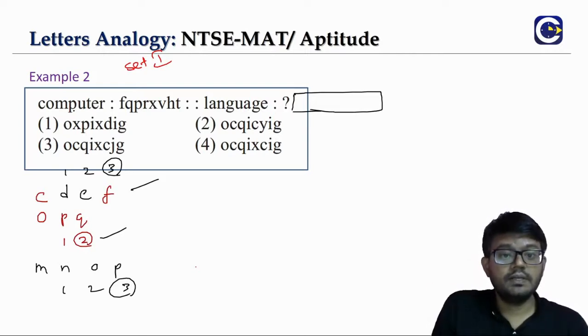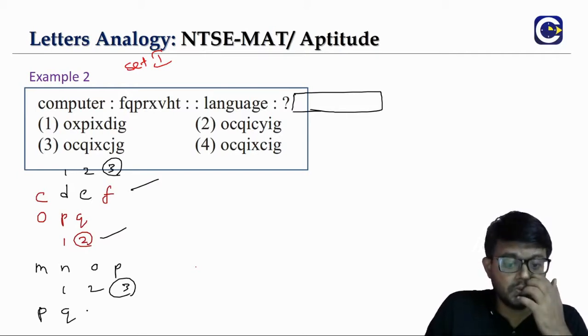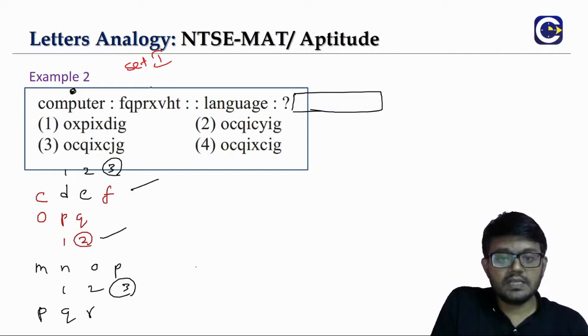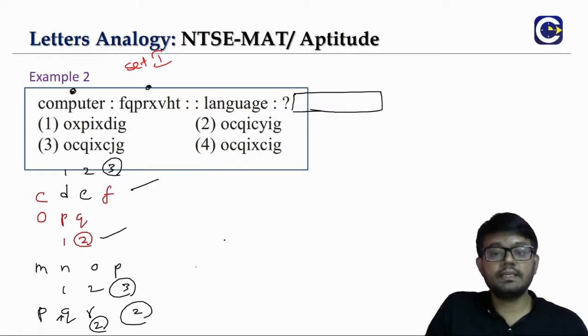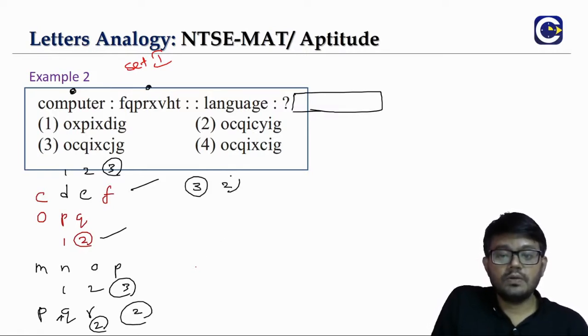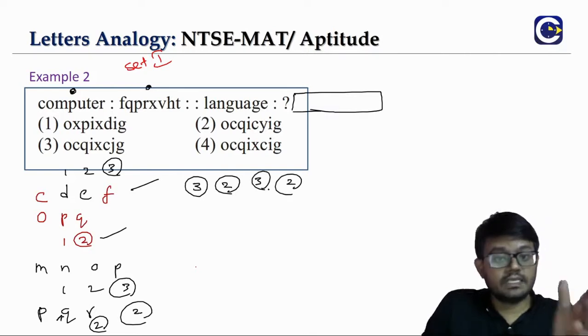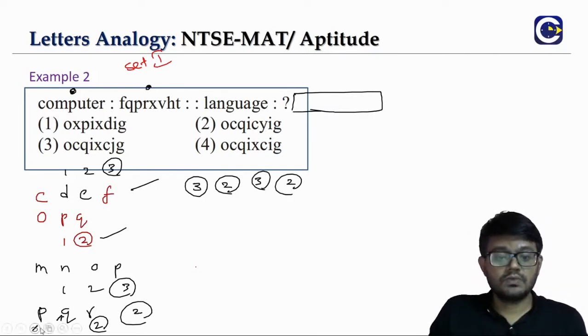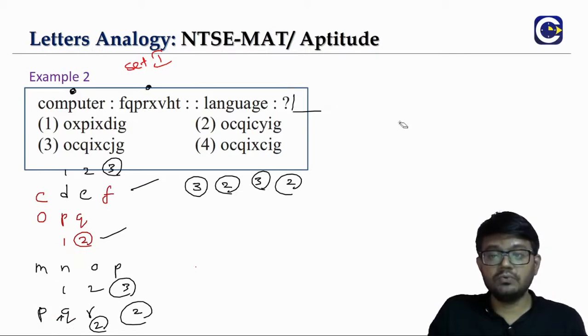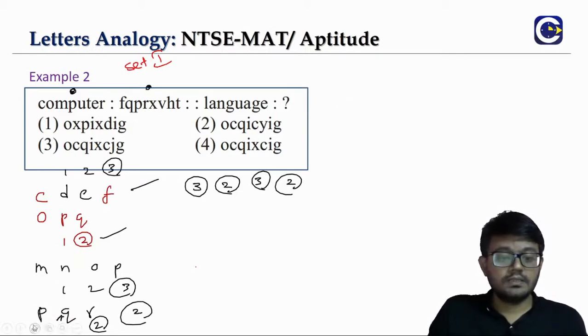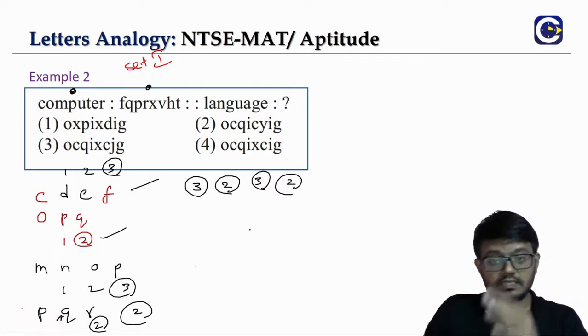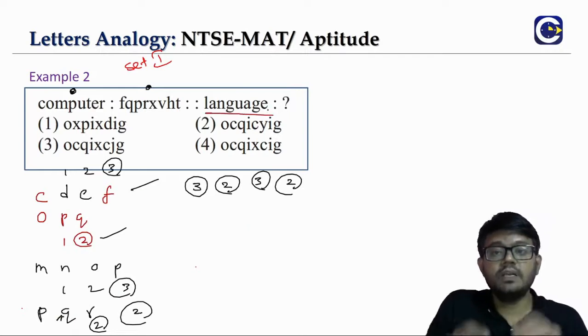Next one is what? P. Q, R. So P is related to R, right? Means 1, 2. So how is it relating? 3, 2, 3, 2. We can check the others also. So what is the order here? It is 3, 2, 3, 2. So first we have to look at the letter that will come in the third position. Then we have to look at second position. Then third, then second, like that. As it is, we will try to apply on this.